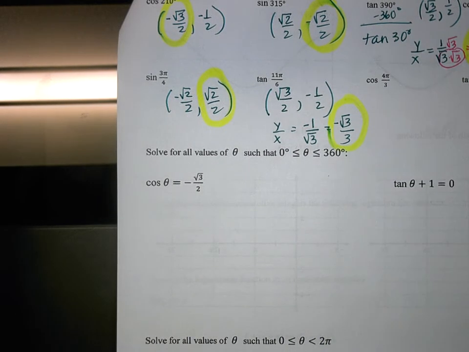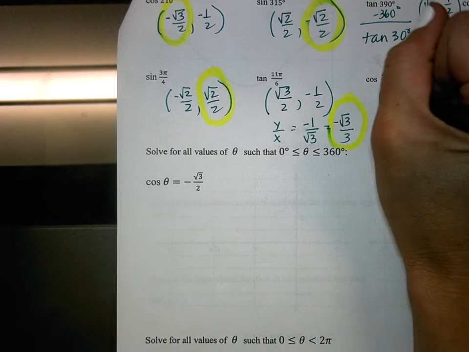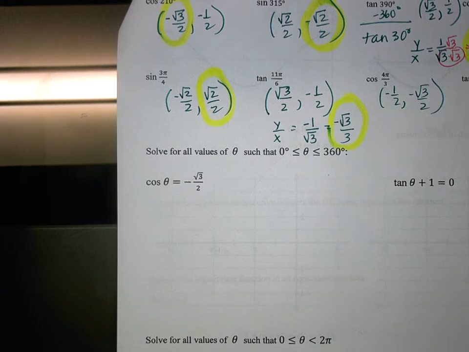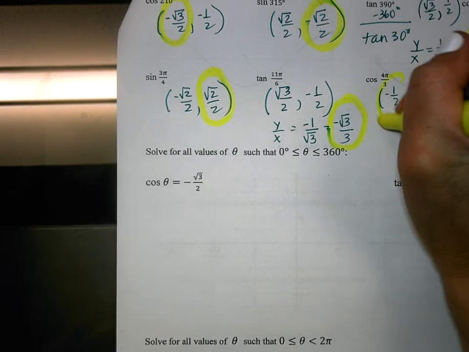4 pi over 3. What is the ordered pair? Negative 1/2, negative root 3 over 2. Cosine is the x. Negative 1/2 is my answer.